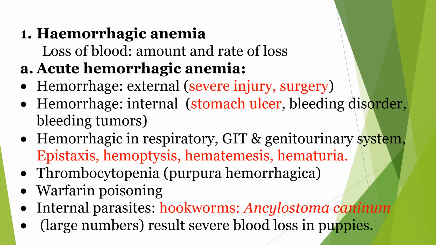When a large number of Ancylostoma caninum attack the intestine, they suck a large amount of blood. Not only sucking, but when they are detached from the intestinal wall, the bleeding continuously occurs. This case is commonly found in adults also, but in pups it causes severe blood loss, hemorrhagic enteritis, and death may also result.